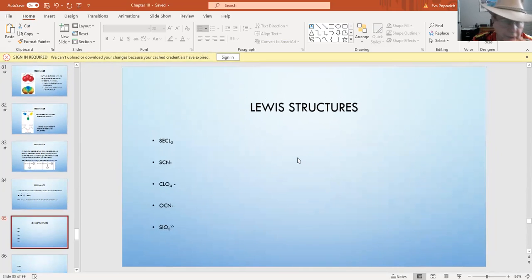Basically, what you do here is you can figure out whether or not these have a possibility of resonance. I'm going to draw a couple of them real quick. I'm going to stop the share and go up to the whiteboard. Okay, if I have SeCl2, Se has 6, Cl has 7. So I have a total of 20 electrons.